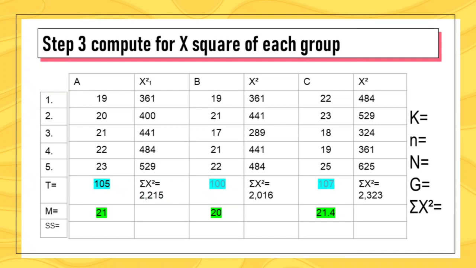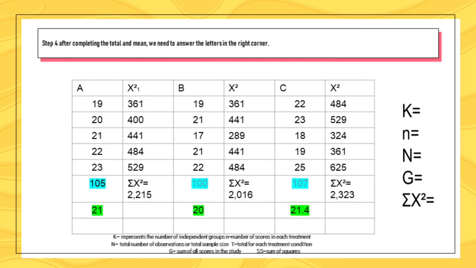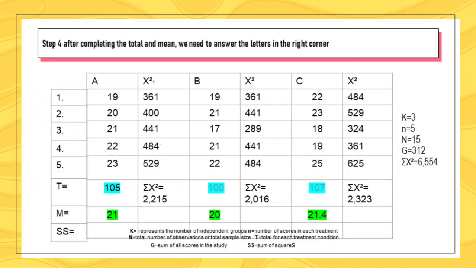We need to get the square of all the numbers and add again to get the total. For the squares of the first column, we have a total of 2,215. The second column, we have 2,016. And for the last, we have 2,323. We will skip this part because Mary explained it a while ago.